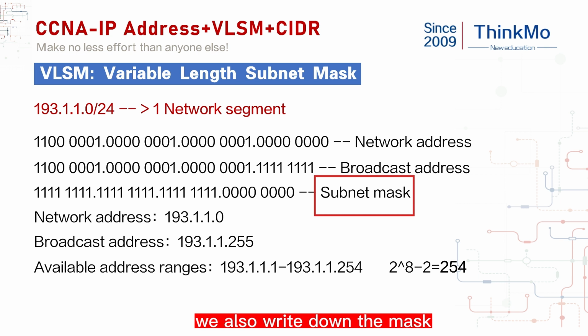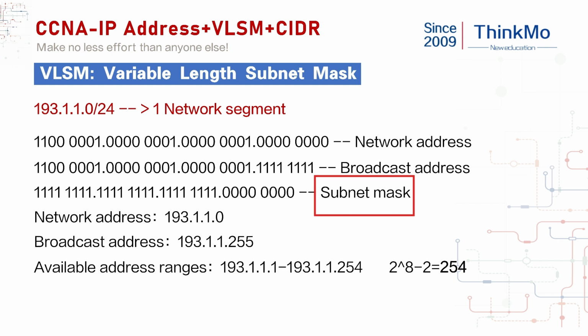We also write down the mask. The mask must be 24 bits, so we just write 11111111, 11111111, 11111111, 00000000. Okay. This is the subnet mask.